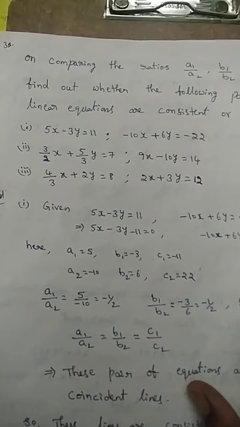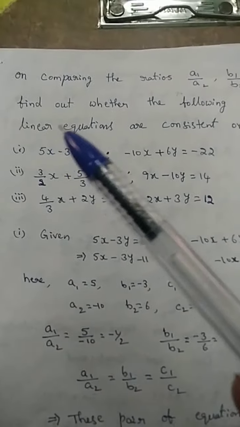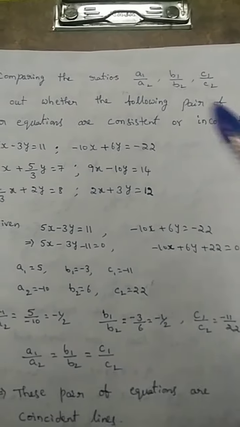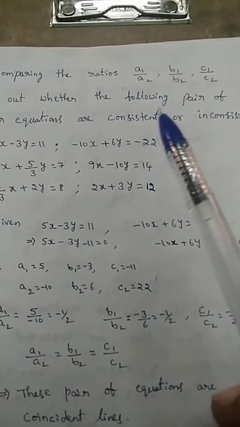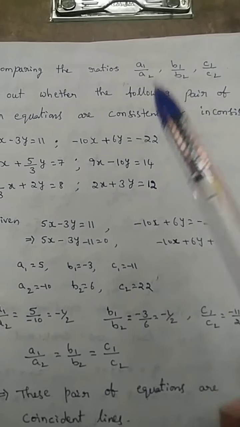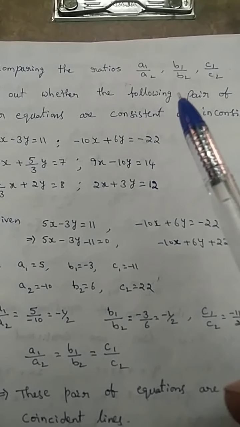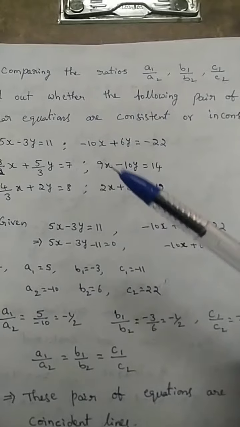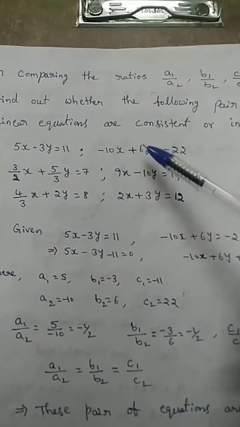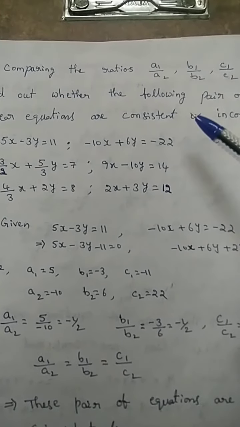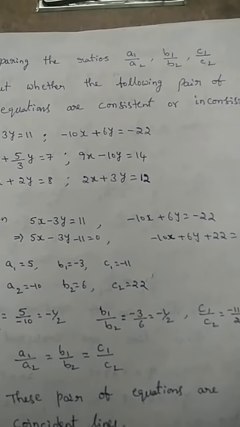Comparing the ratios a1 by a2, b1 by b2, c1 by c2, find out whether the following pair of equations are consistent or inconsistent. In the previous class, we showed that those are to be parallel, intersecting, or coincident. So which of the three conditions do the given equations satisfy? Here, are these pairs of equations consistent or inconsistent, by comparing the ratios of the x, y, and constant values?